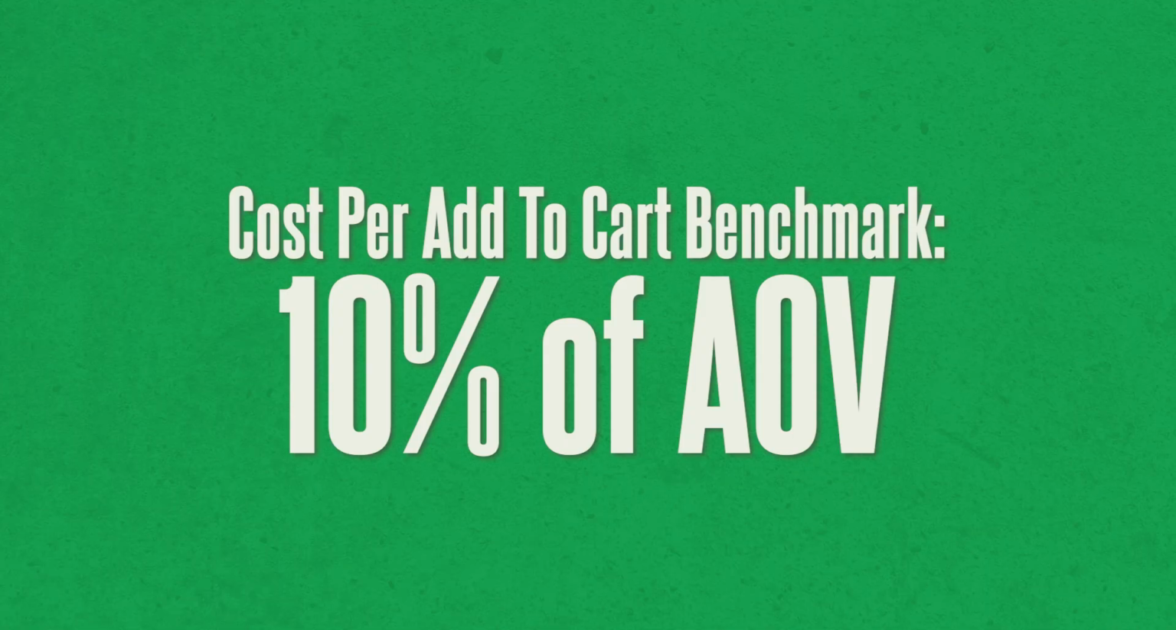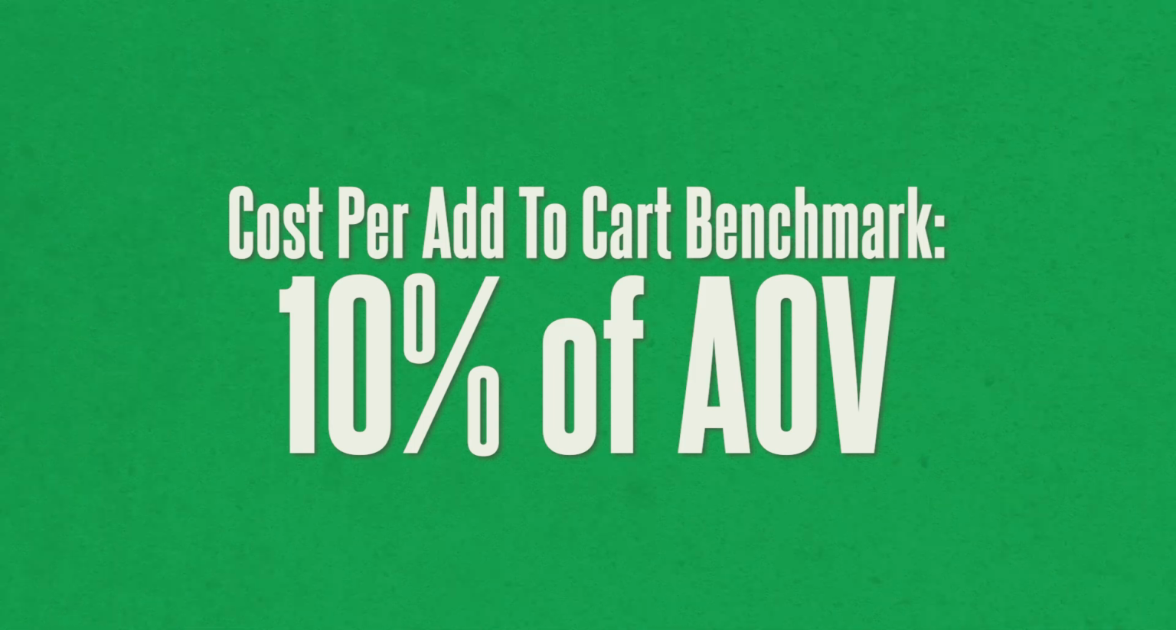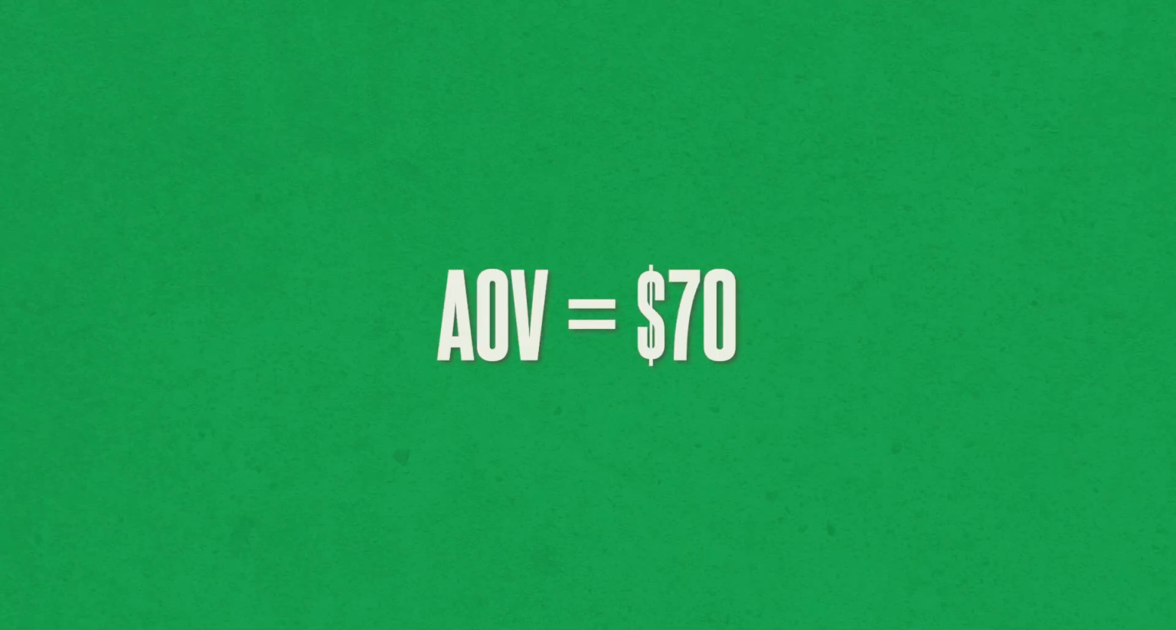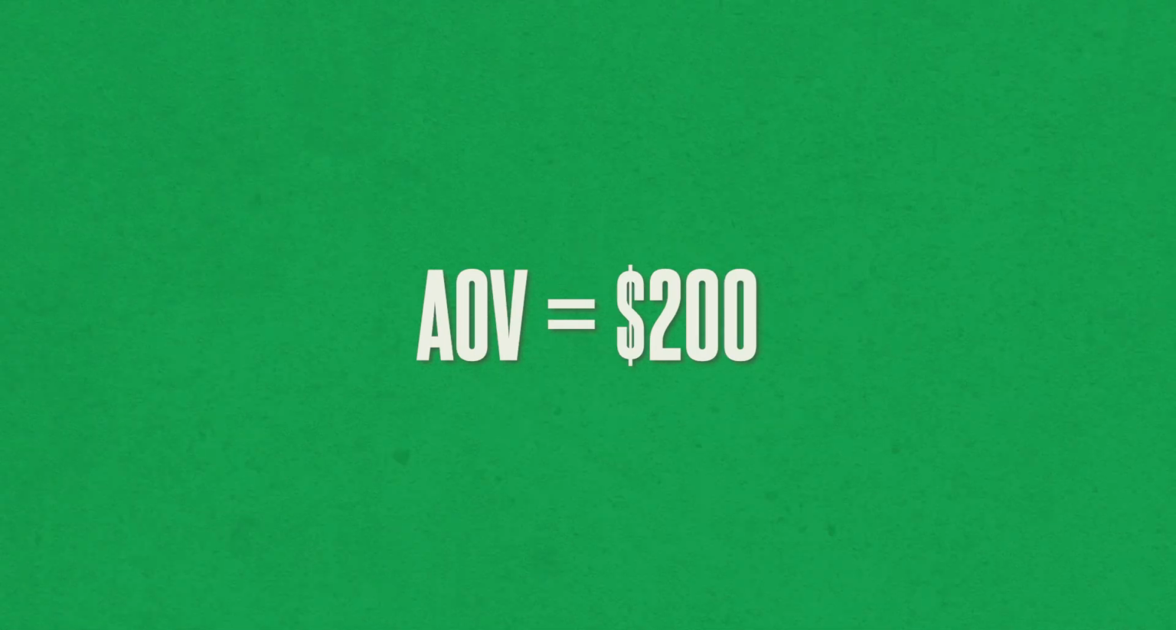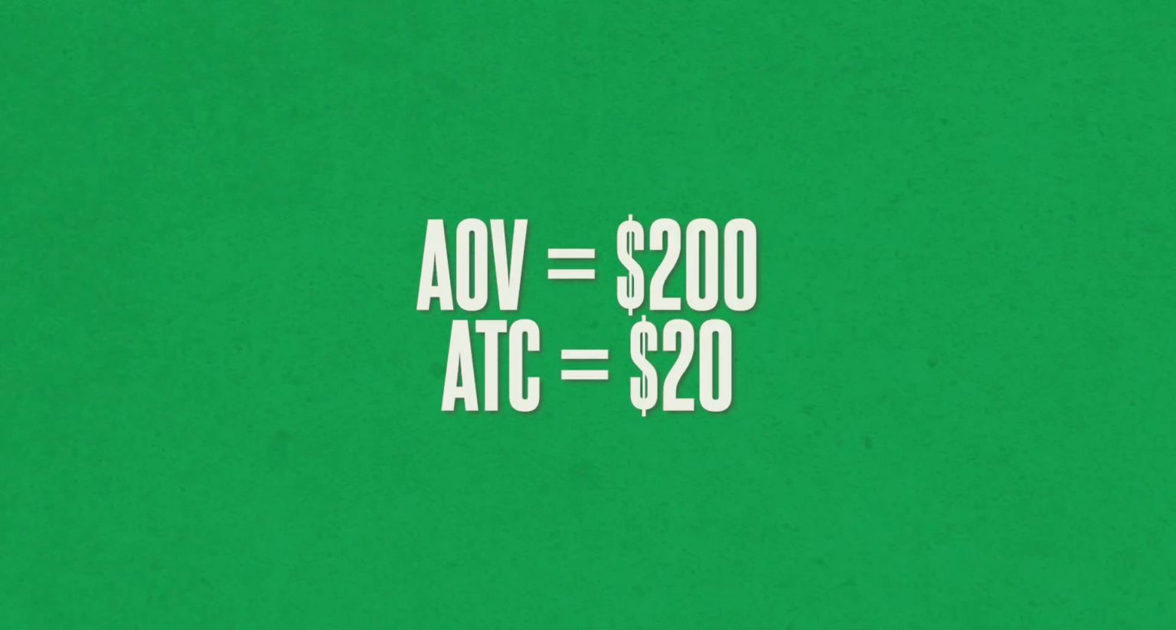Once again, for most e-commerce brands, we expect the add to cart cost to be 10% of your AOV. So if your AOV is $70, your add to cart should be $7. And if your AOV is $200, your cost per add to cart should be $20. But there's something hidden here that often skews your add to carts to make it look better than it actually is. But before we get to that, I want to share with you the 2 main causes for a high add to cart.